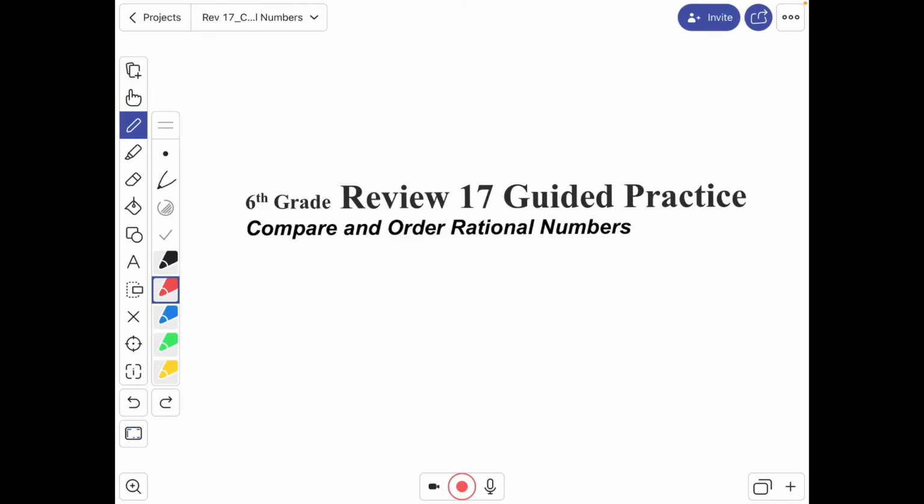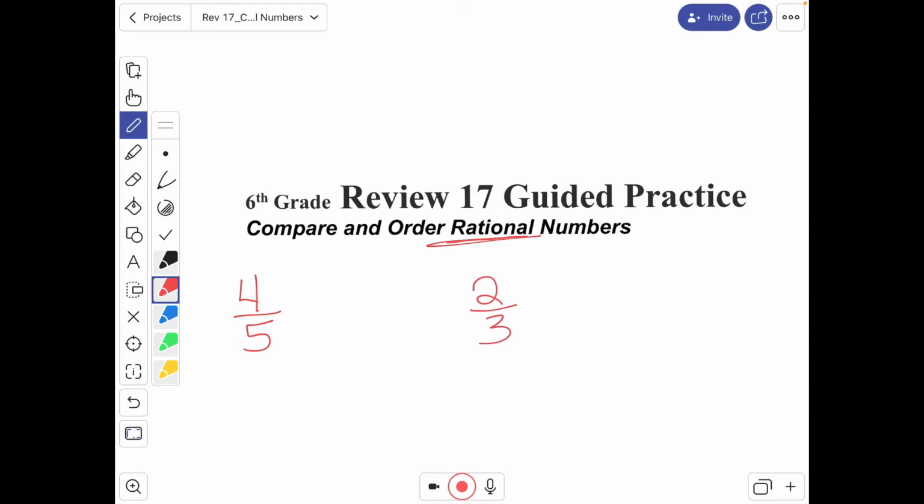Today we're covering Review 17, Compare and Order Rational Numbers. A rational number is any number that can be written as a fraction. For example, 4/5 or 2/3.